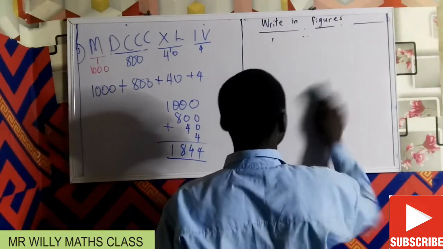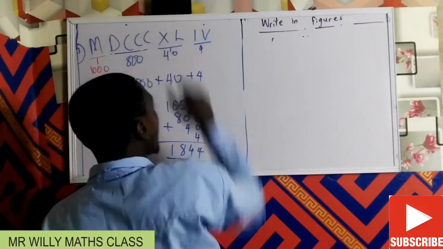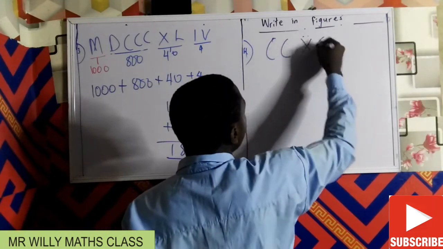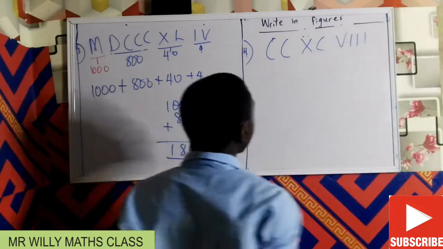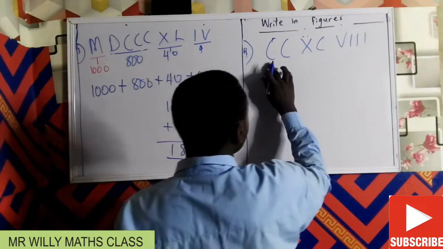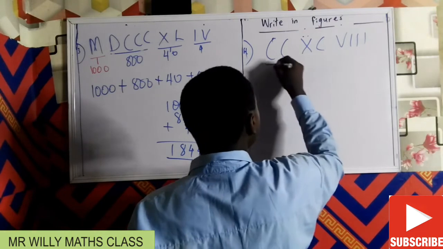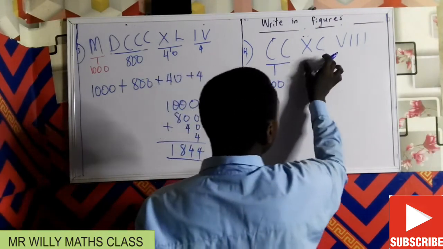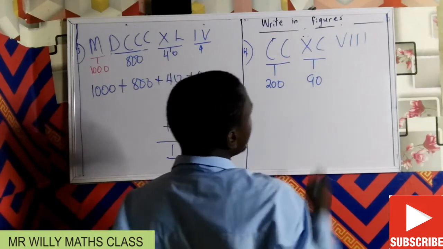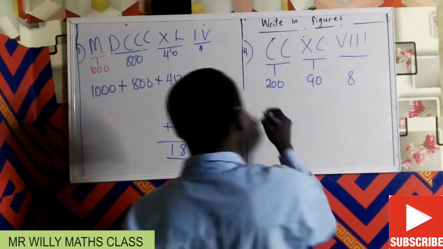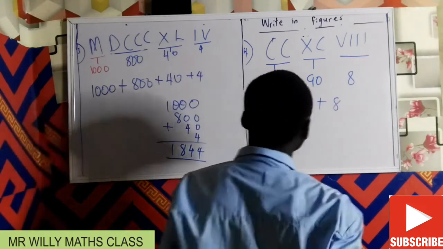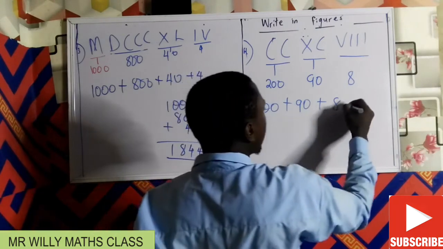What if you have this? This will be a fourth example. Let's say that we have CCXCVIII. We're still going to use the normal method. You start the workings from the left hand side. You can see that we're having C. Your C is 100. But what is CC? CC is 200. The next is XC. What is XC? XC is 90. And what is VIII? Your VIII is 8. So that will be 200 plus 90 plus 8. 200 plus 90 is 290, and 290 plus 8 will be 298. So our final answer is 298.